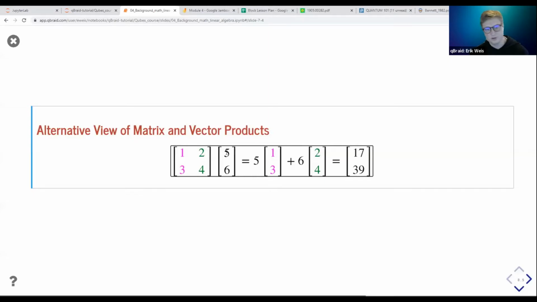We can think of the entries of the original vector as the coefficients that create a linear combination of the vectors in the matrix. So we have 5 times this first column vector that came from the first column of the matrix, and 6 times the second column of the matrix, and you'll notice you get the same answer as before. How this process works is something we'll see coming up, and it's really cool.